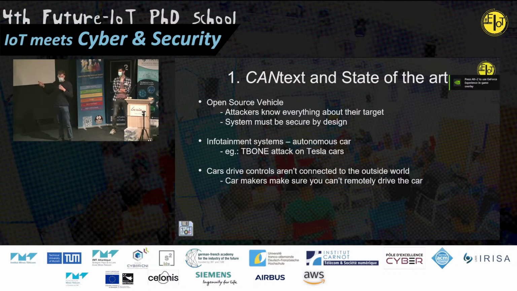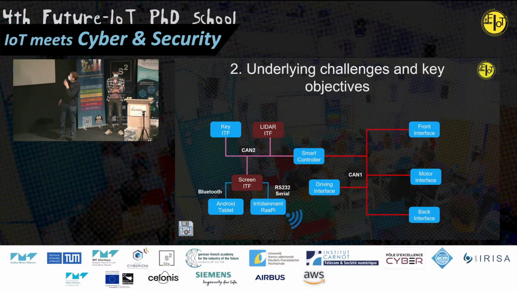We are going to attack via the infotainment system, and this is already done. This is needed for autonomous cars, and it is a pretty well known attack. For example, the T-bone attack also attacked via the infotainment system on Tesla cars. Normally, cars aren't connected to the outside world, which makes them safe since they're isolated, but with IoT, they are connected to the outside world, which makes it possible to attack. We are going to start with the underlying challenges and the key objectives. We are going to start with explaining the architecture of the network that we had to hack.